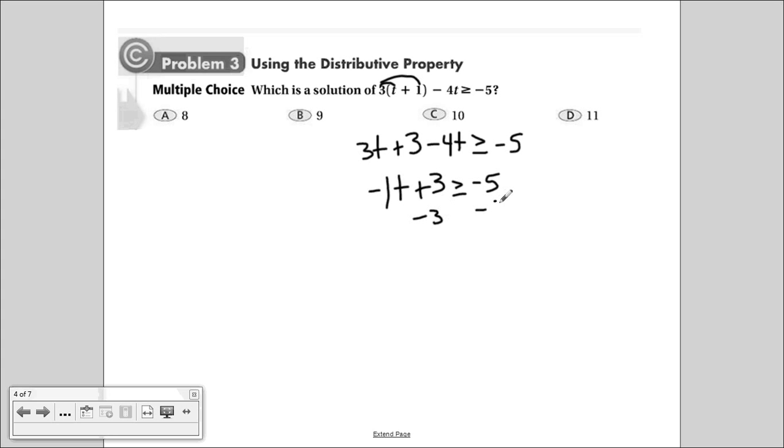I'm going to subtract 3. Remember, subtracting does not change the symbol, so we stay at greater than or equal to negative 8. To get t by itself, I have to divide by negative 1. Now, dividing by a negative does change the symbol. And negative 8 divided by negative 1 is just positive 8. So our solution is anything that is less than or equal to 8. And the only number that is less than or equal to 8 is 8. And if you're still unsure, you could always plug 8 back in and check it. But that's going to be the only one. All right? So that's a little more practice.